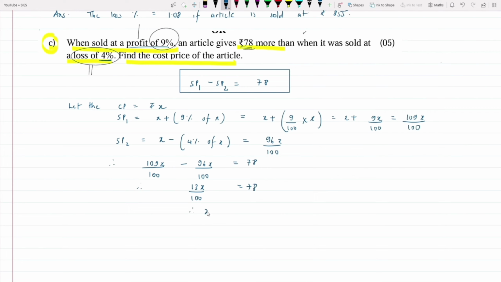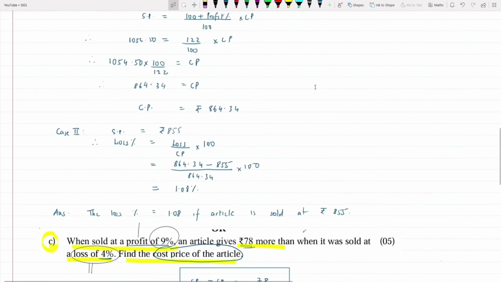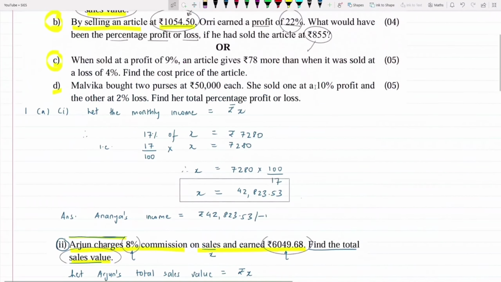Now isolate X and move 13 upon 100 to the other side. This gives the value of X as 6. So the cost price of the article is going to be 600. Now moving on for the last question of today's video.